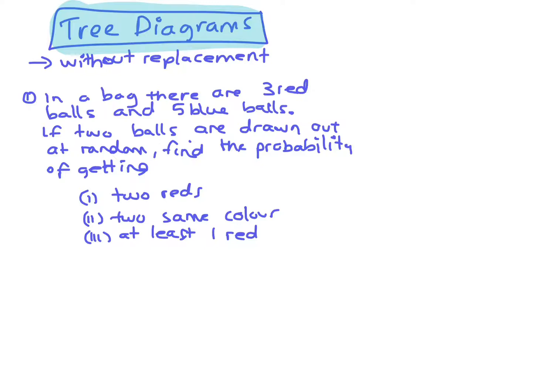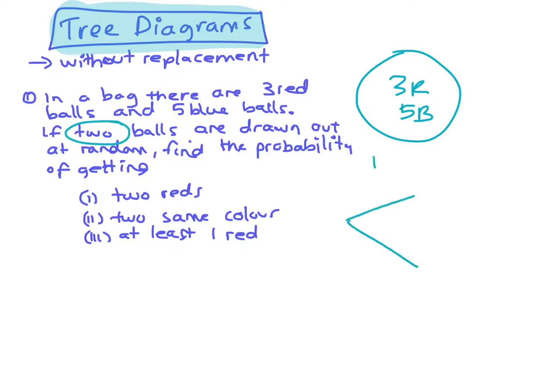Okay, so we have a bag, and in the bag we have 3 red and 5 blue. So we're going to make 2 draws. So that means this is your first draw. You could get a red or a blue, and on your second draw you could get a red or a blue, or you could get a red or a blue.